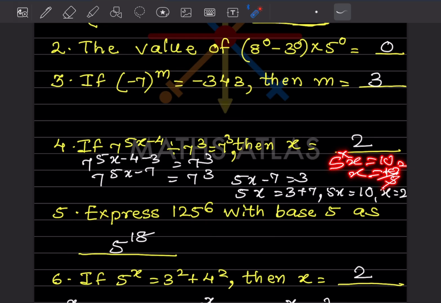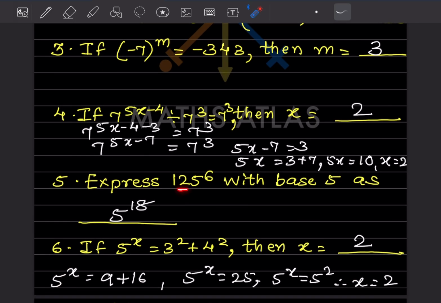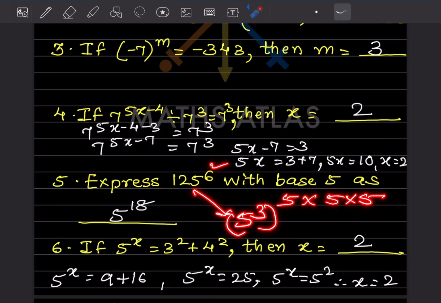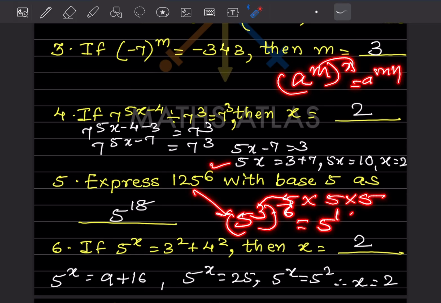Express 125 raised to 6 with base 5. So the factors of 125 are 5 into 5 into 5. So we can write 5 cubed for 125, and this is raised to 6. Now what rule are you going to use here? a raised to m, whole raised to n, is a raised to mn. So that will be 5 raised to 18. So this is the answer.